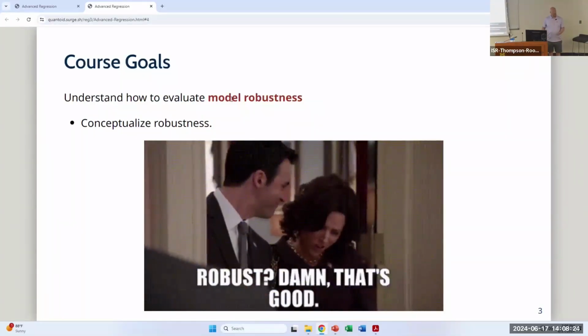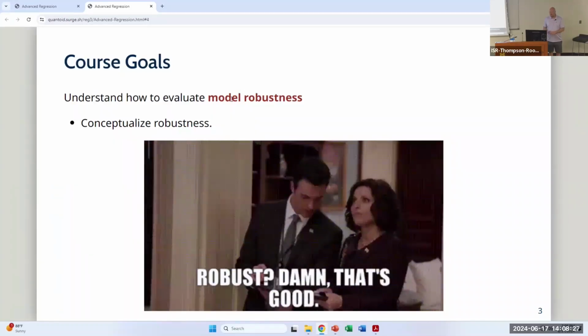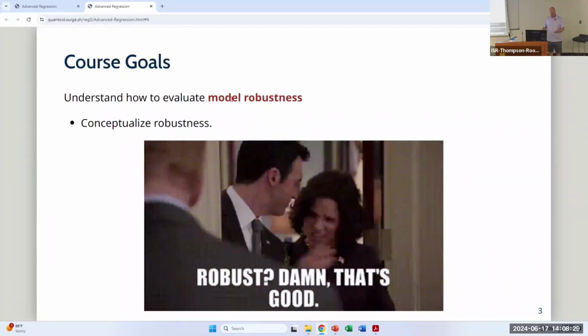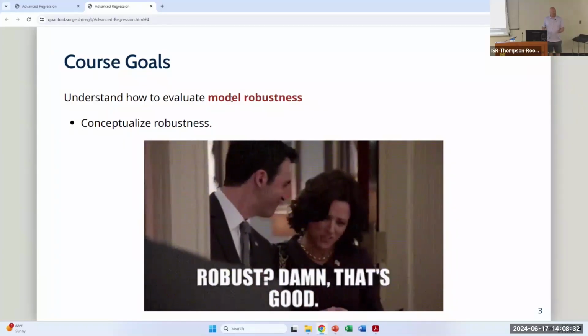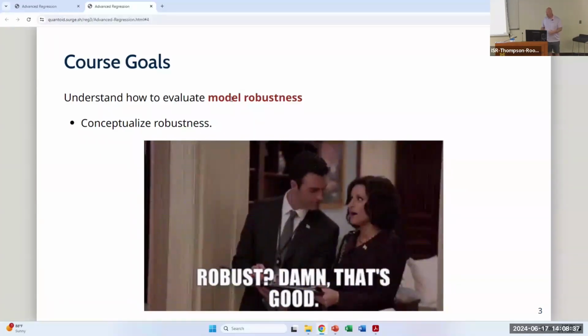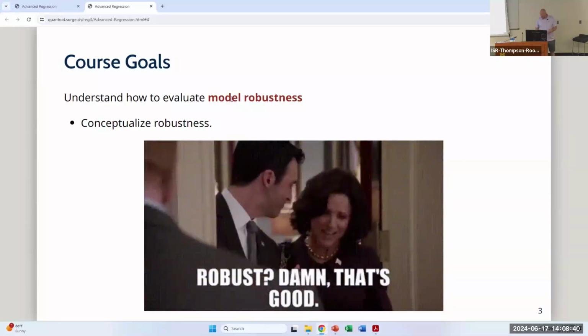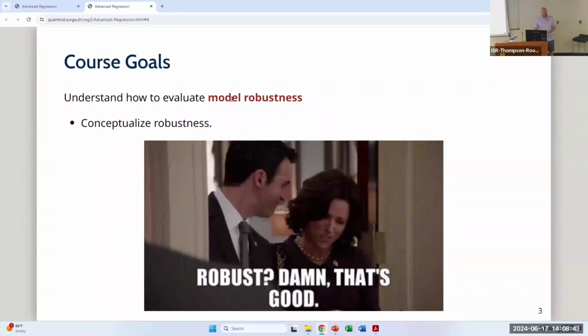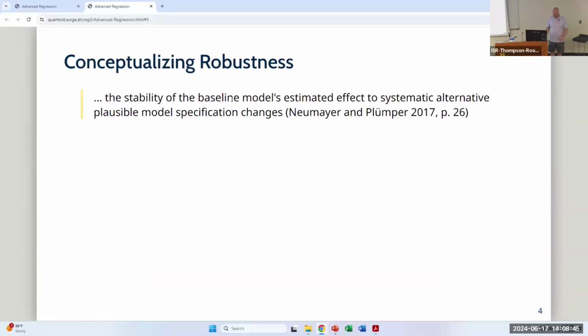So our course is really about robustness. All of the techniques that we talk about and things we discuss will really revolve around the idea of understanding whether a model or a result or an effect is robust or not. And the first thing we have to do when we do that is conceptualize this idea of robustness. And we're going to start, and this is going to guide our entire investigation, with Eric Neumayer and Thomas Plümper's book, where they talk about robustness really as stability. We'll talk about what other ideas might pop up when we think about robustness, but we're going to focus mostly on this one.